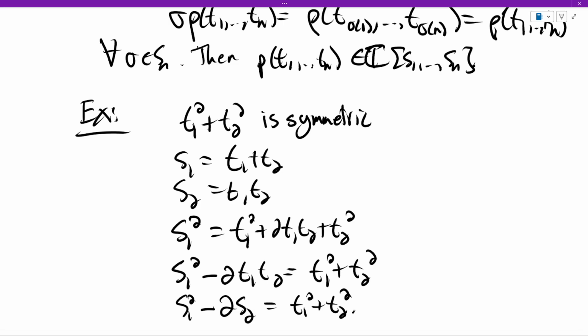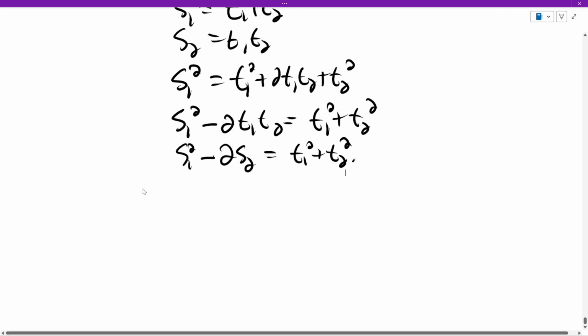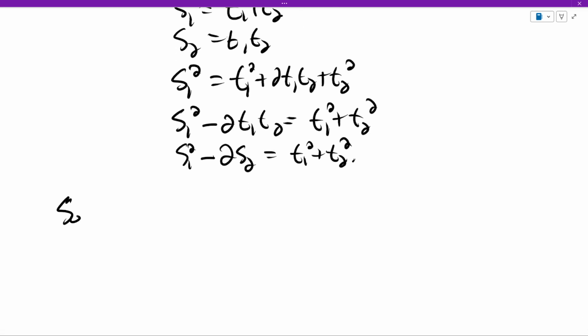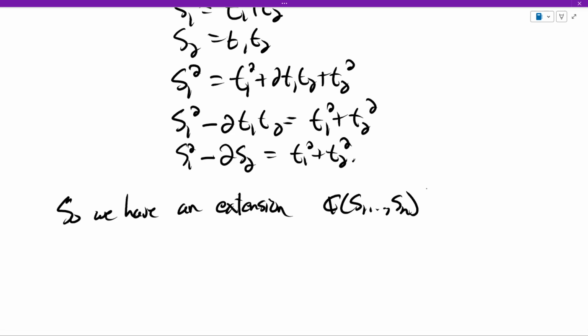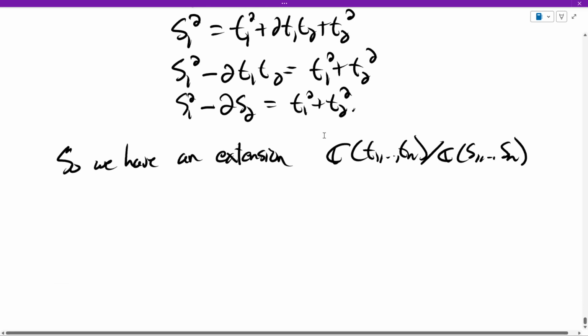All right, so what we have here is an extension, where the symmetric polynomials in the T's are sitting inside of, let me write it in our normal notation, just the rational functions in T. And so we have a definition.